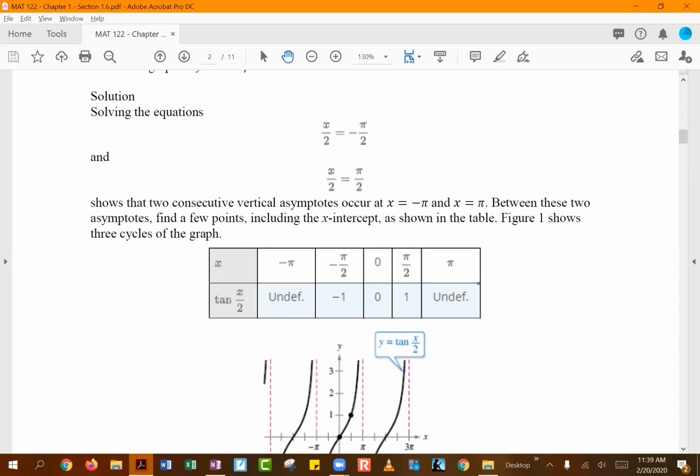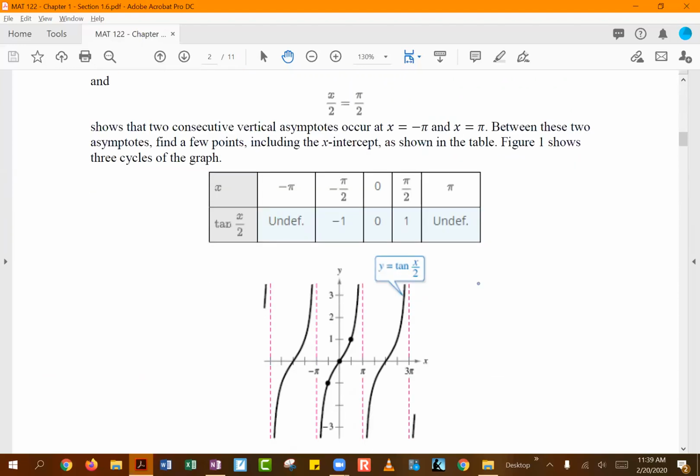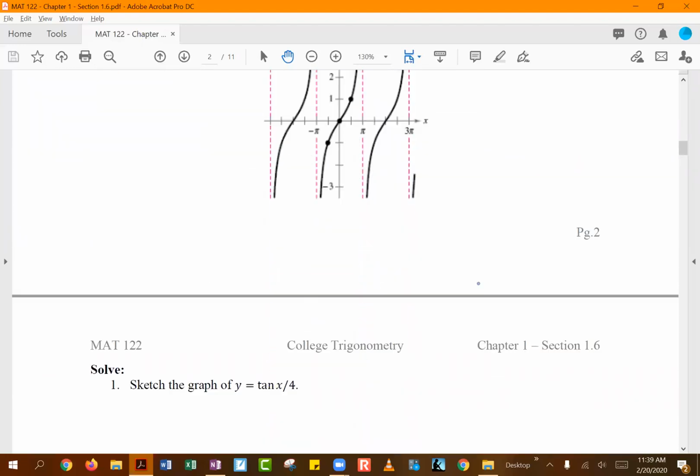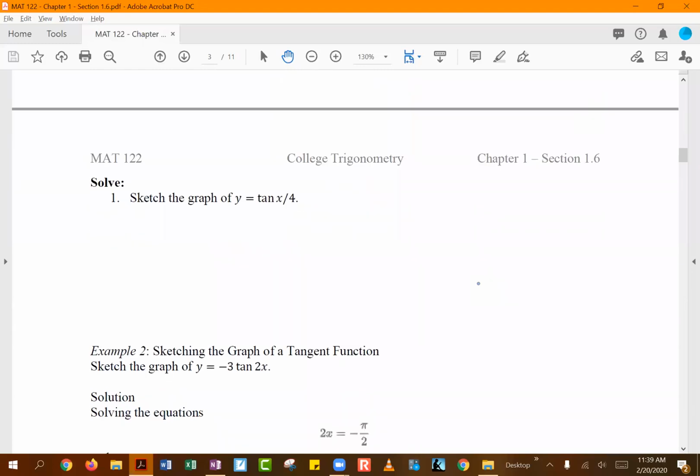And of course, they're telling us once you solve this, that your vertical asymptotes are at negative pi and positive pi, right? Okay. Our example is almost similar to that. We're doing y equals tangent x over 4.